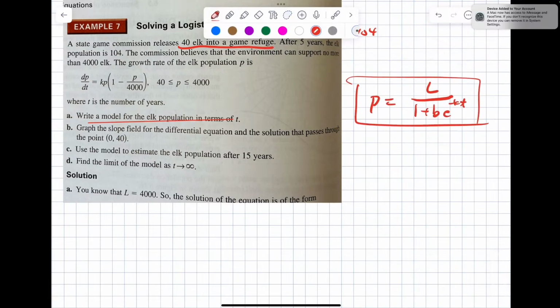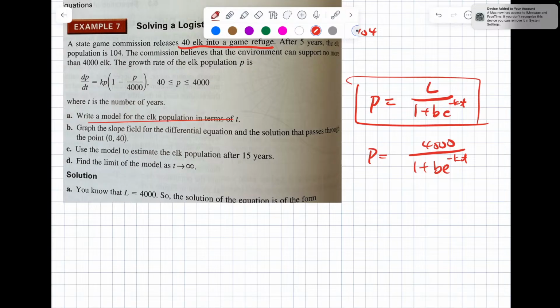And then you're going to say P is equal to L, which is 4,000, the top number, the carrying capacity, over 1 plus B e to the negative KT. But the rest of it is all using the initial conditions. They have to give you two initial conditions here, because one you use to find A, B, and the other one you use to find K.